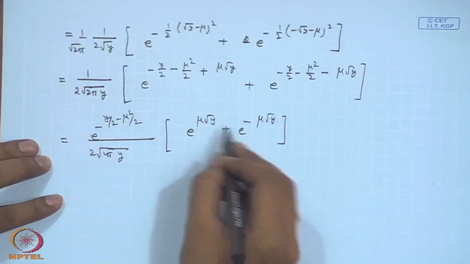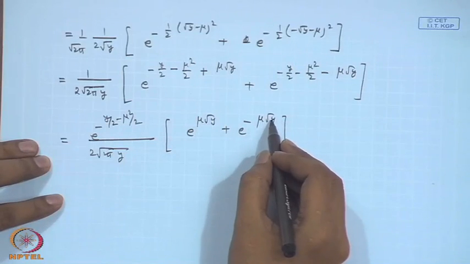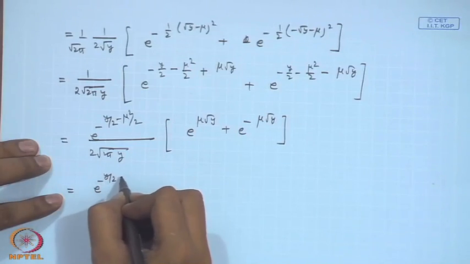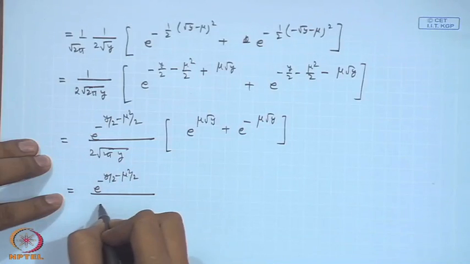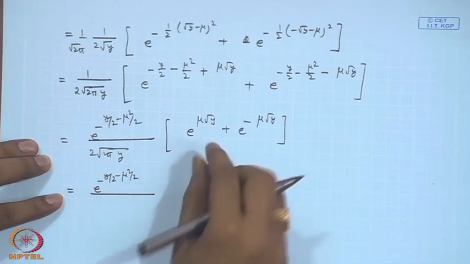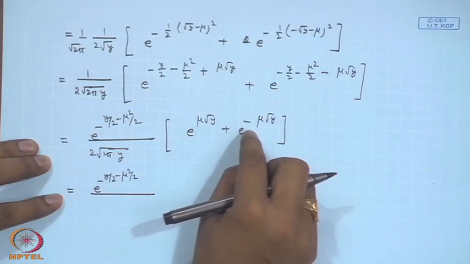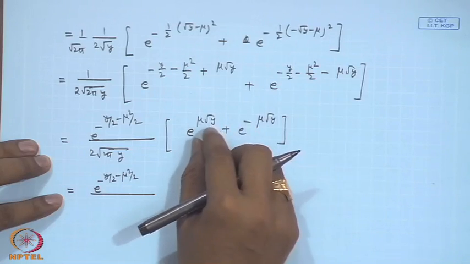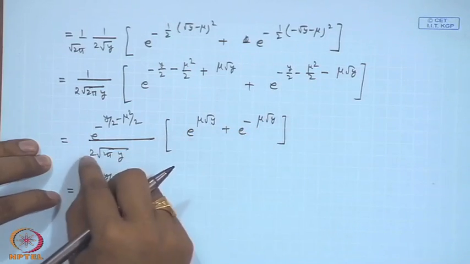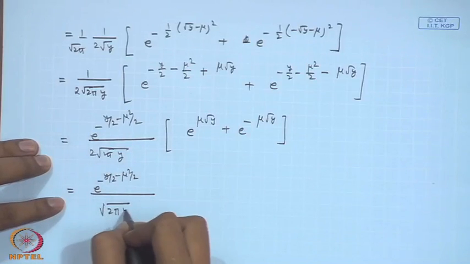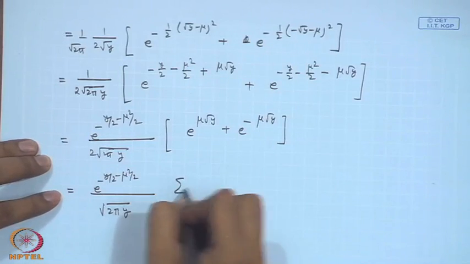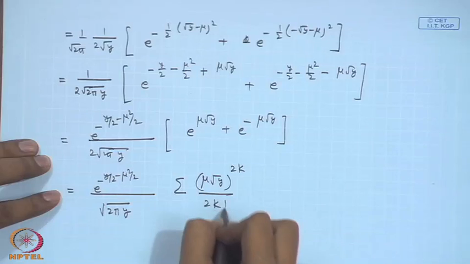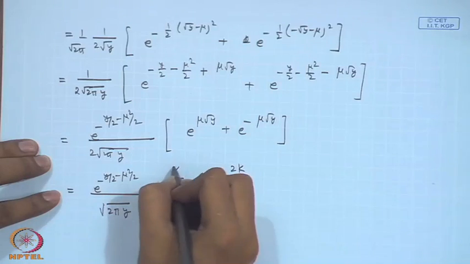If we consider the expansion of e to the power mu root y and e to the power minus mu root y. So, this becomes simply e to the power minus y by 2 minus mu square by 2 divided by, here alternative terms will be plus and minus. So, they will get cancelled out and the even terms will get added up, and if you add then you will get 2 times. So, this 2 will go away, I will get divided by root 2 pi y, sigma mu root y to the power 2k divided by 2k factorial, k equal to 0 to infinity.